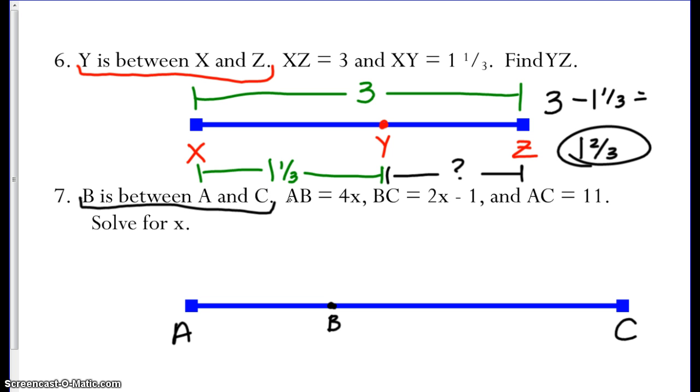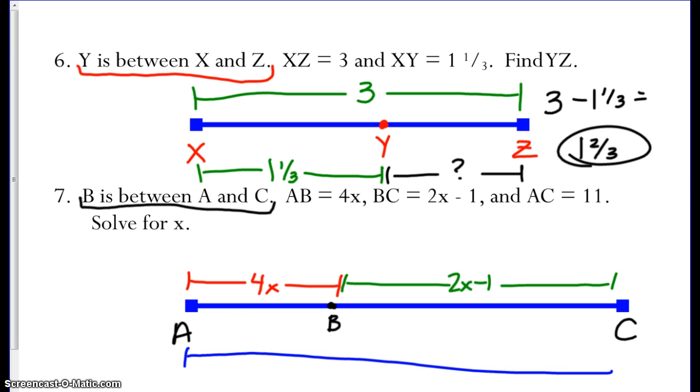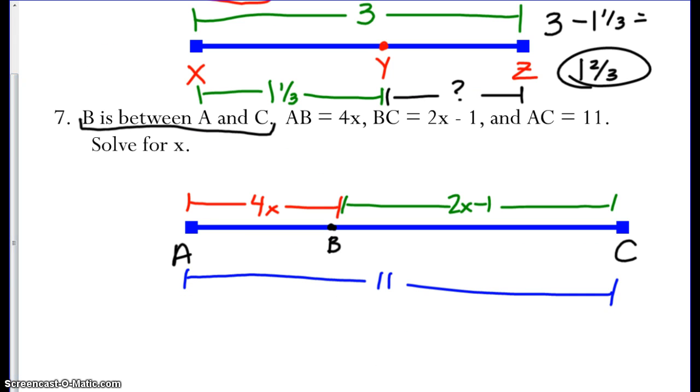Now, we're going to use the rest of our information. It says that AB is 4x, so A to B is 4x. B to C is 2x minus 1, so B to C is 2x minus 1. And AC is 11, so the whole thing is 11. And we're asked to solve for x. So we're not actually looking for a side length here. We're looking for x. Alright?